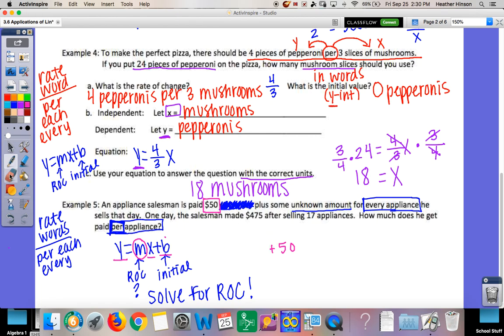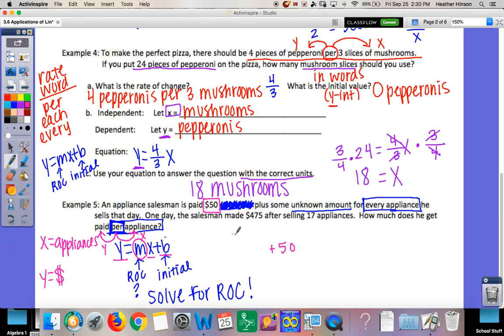So what is y? Well, for this, we need to know what are x and y. What are our variables? So we can go back to that rate word. That per, or you can use every. Before per is your y, and it talks about how much he gets paid. So that's money. After per is going to be your x. That's your appliances. So x is appliances, y is money.